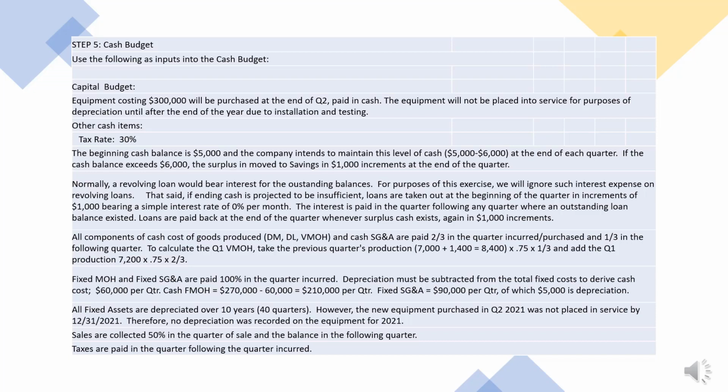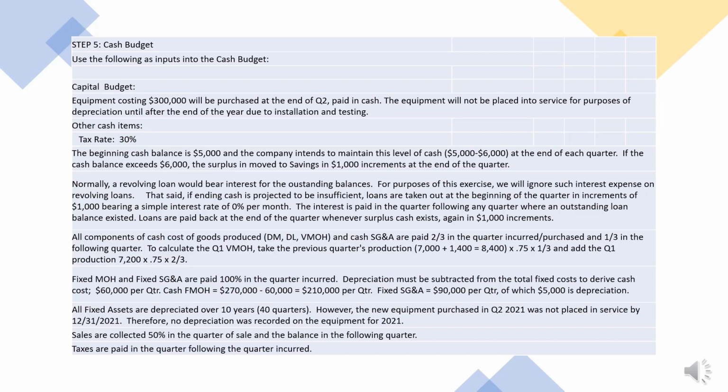Other cash items, we need to understand that the tax rate is 30%. We also need to understand that the beginning cash balance should be between $5,000 and $6,000. The company intends to maintain this level of cash at the end of each quarter. If the cash balance exceeds $6,000, the surplus is moved to savings in $1,000 increments at the end of the quarter. Normally, a revolving loan would bear interest for the outstanding balance.